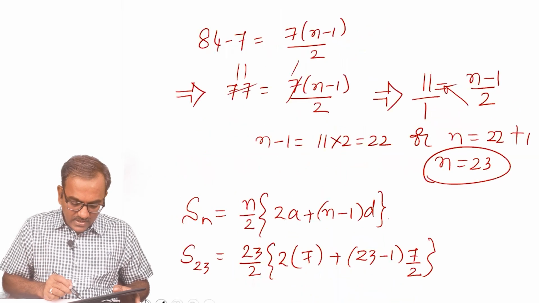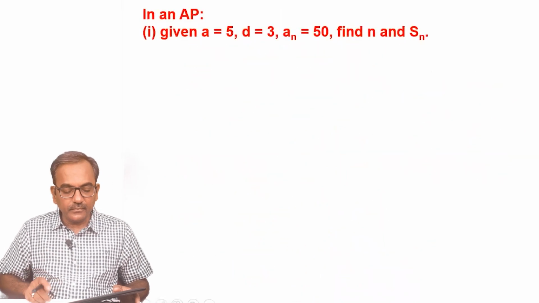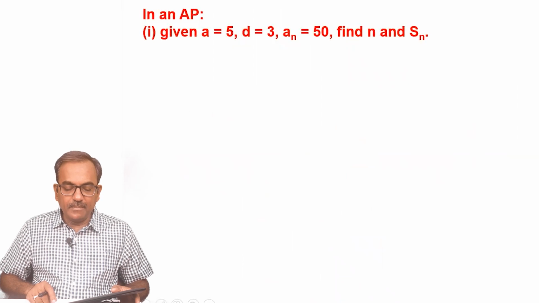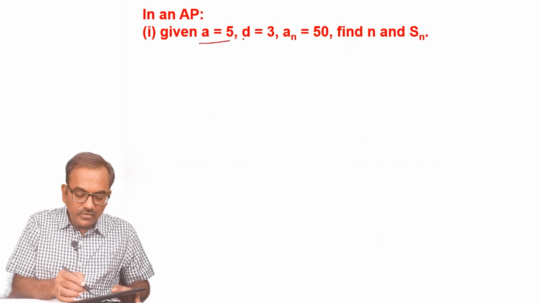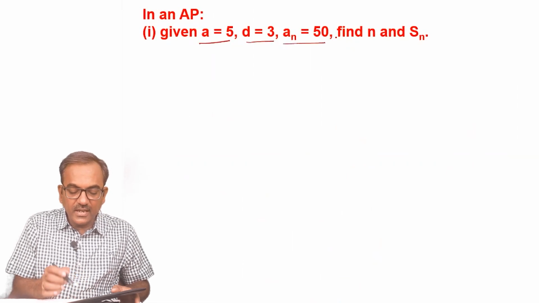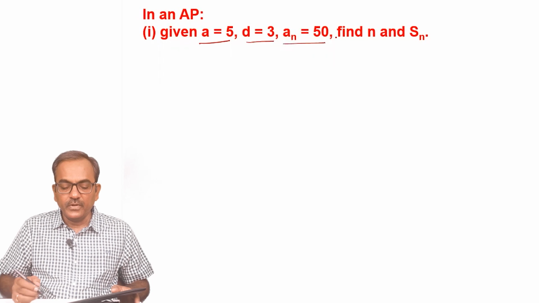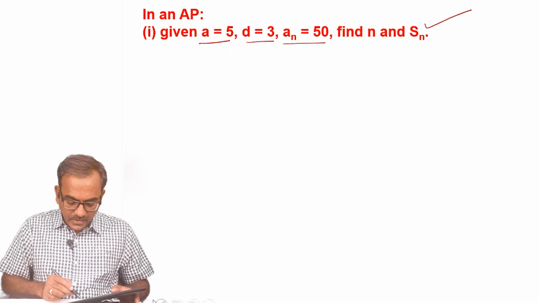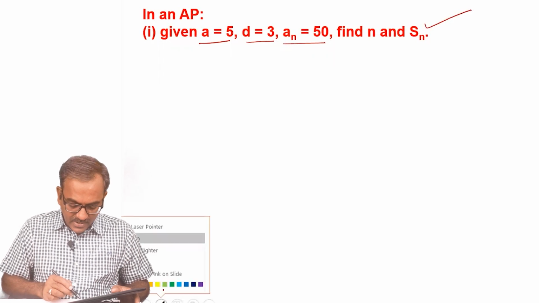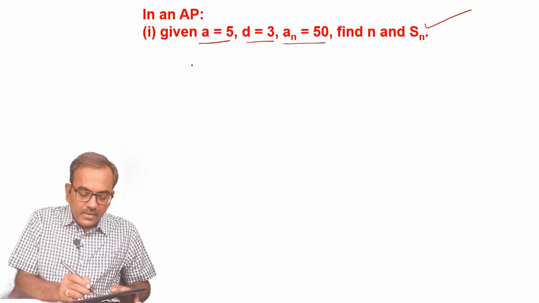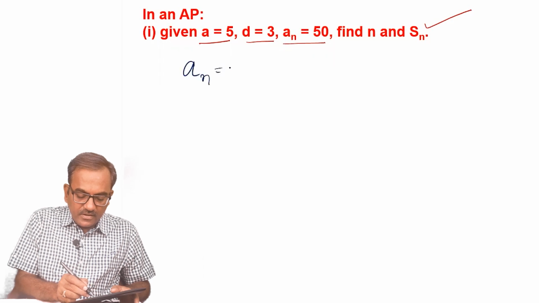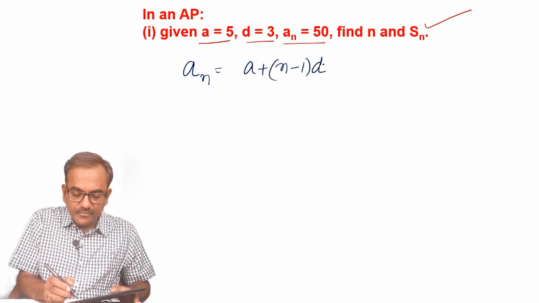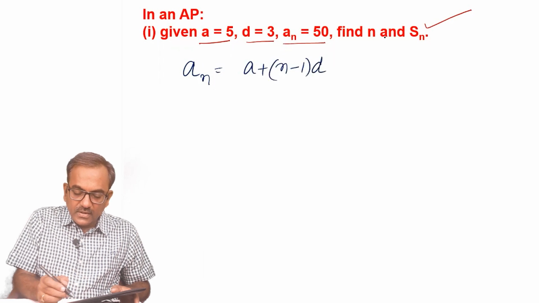Now, let's move on to the next problem. In a given AP, we need to determine the AP where A is equal to 5, D is equal to 3 and AN is equal to 50. So how do you find N and how do you find Sn? It's already given that AN is equal to A plus N minus 1 times D. Now let us use the values.